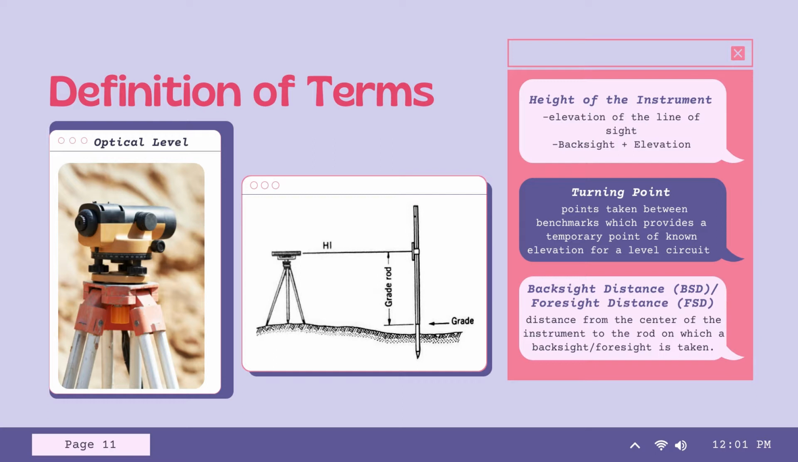Lastly is the backsight distance and the foresight distance. These are the distances from the center of the instrument to the rod on which a backsight or foresight is taken. So basically it is the distance from the instrument to the rod where we took a backsight reading or a foresight reading.